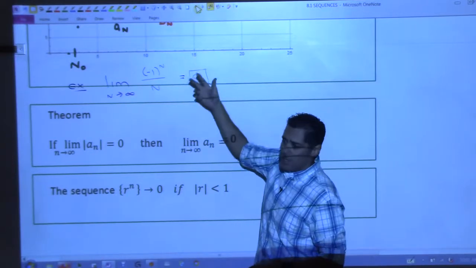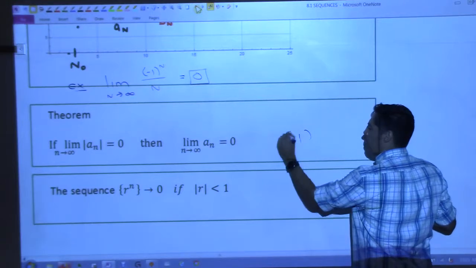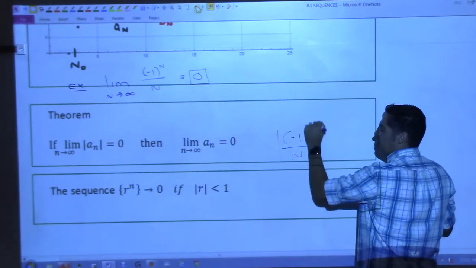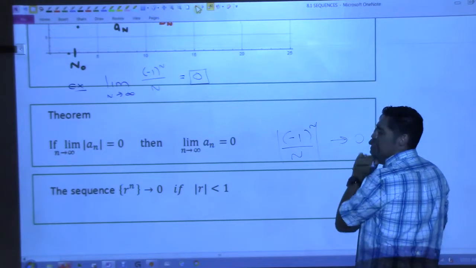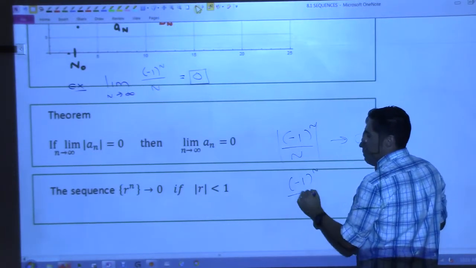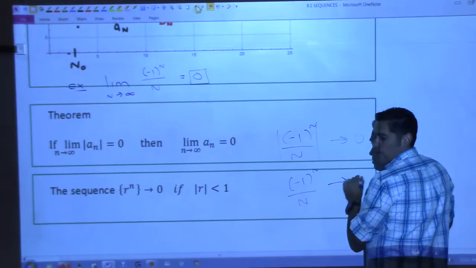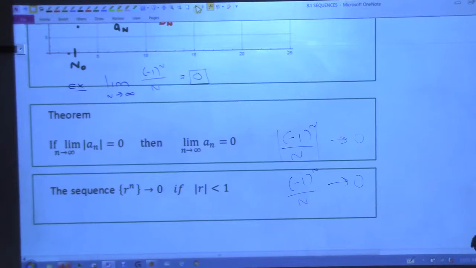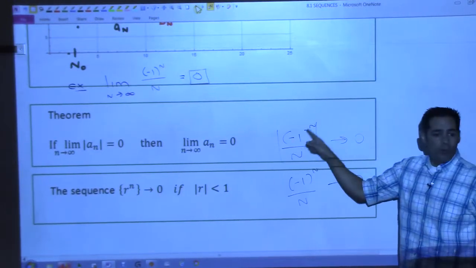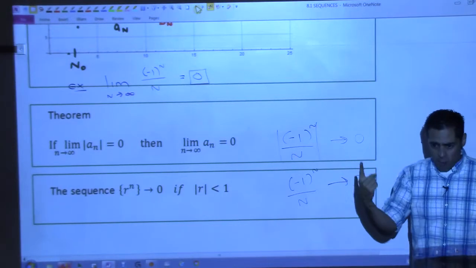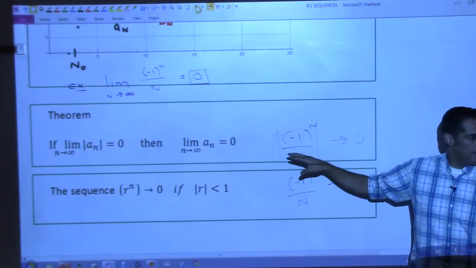So we were looking at this sequence (-1)^n over n. We were like, where does it go? So we took its absolute value and figured out that it goes to 0. And that means that the sequence without the absolute value must also go to 0. This is a very useful theorem when you have this (-1)^n, because that (-1)^n will always become a 1 when you use this theorem. Agree?